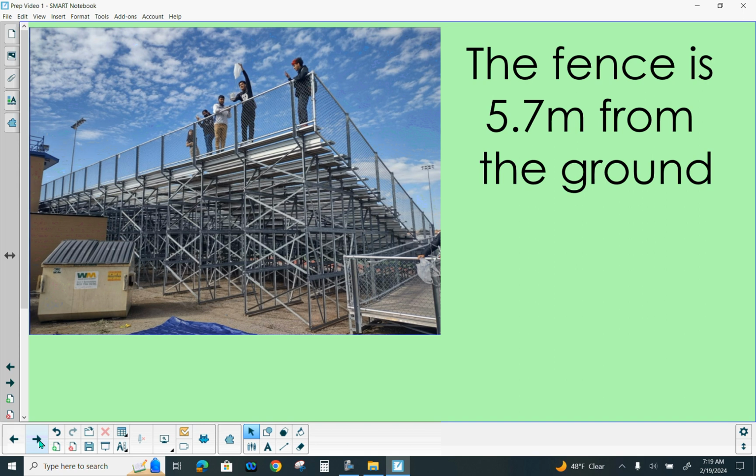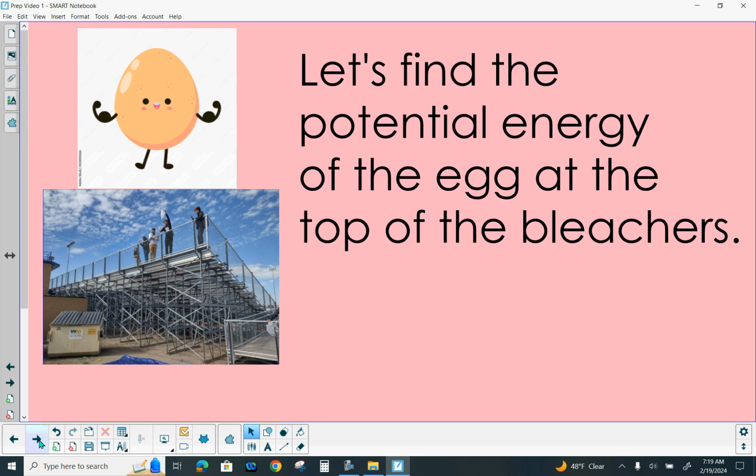We're going to be dropping the egg from the bleachers by the football field. The top of the fence is 5.7 meters above the ground. Let's find the potential energy the egg has at the top of the bleachers.